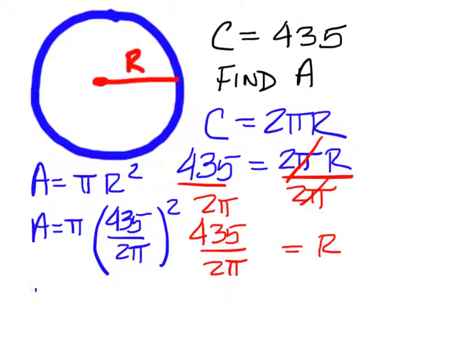So in your calculator, hit left hand parenthesis, 435, divide, and now since you have 2 items in the denominator, you need a left hand parenthesis after the divide, and then 2 pi, and then another right hand parenthesis. You'll end it with 2 right hand parentheses, and then square it with the x squared. Hit enter, and then don't forget to multiply by pi. You should come out with 15,058.0.